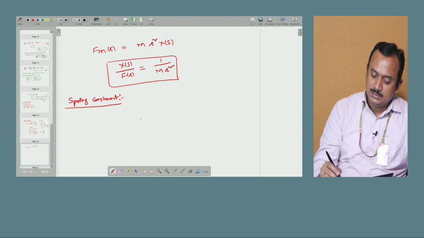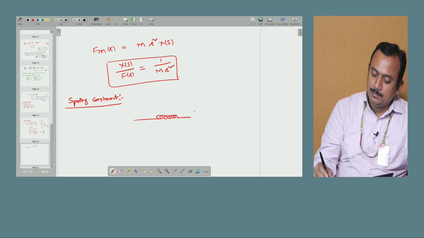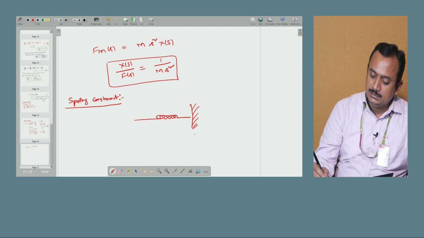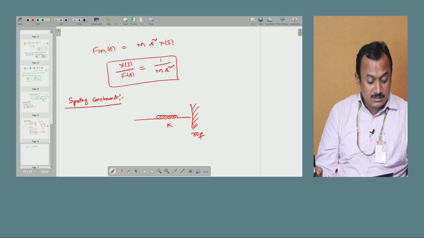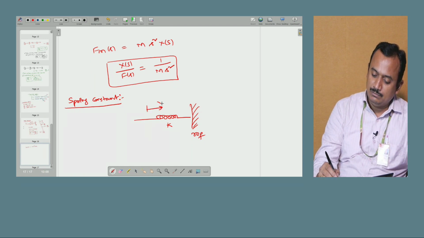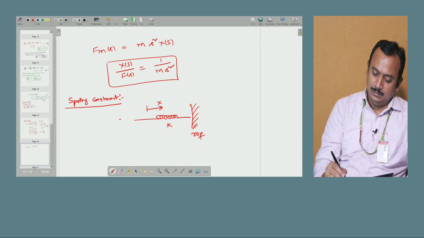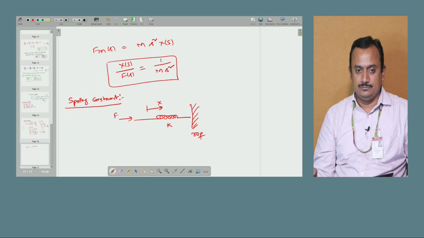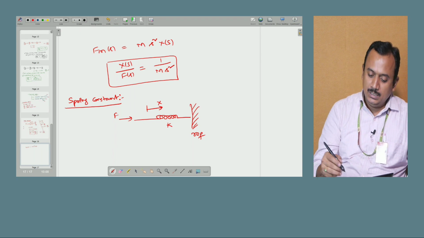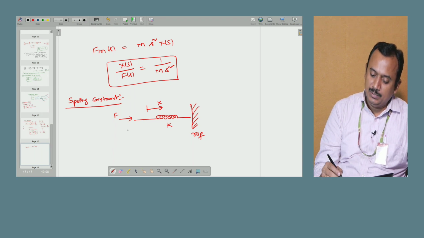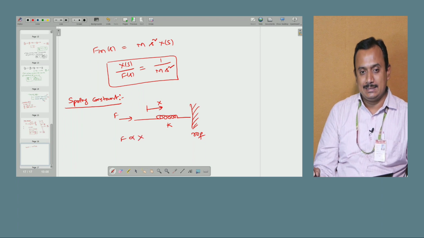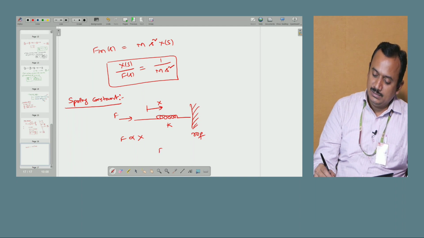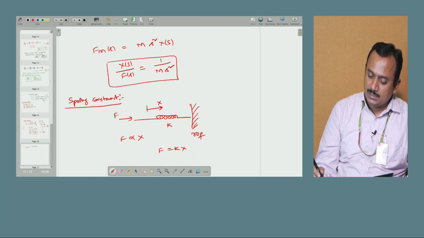In case of a spring constant, if I draw the equivalent circuit, spring, and with the reference, this is your reference, and the value of k is your spring constant, and the distance we are assuming is x, and the input is force F. Now in case of a spring constant, the applied force is always proportional to the distance traveled, that is x. Now from this I can say F is equal to kx, since we are replacing the proportionality constant with k.